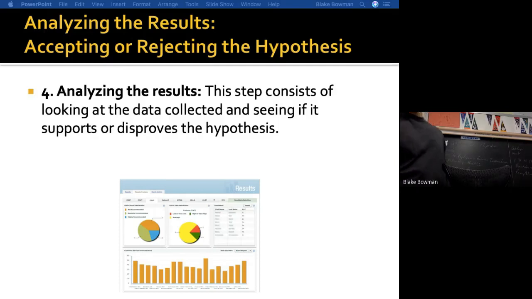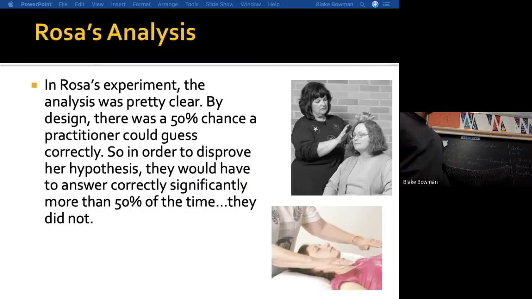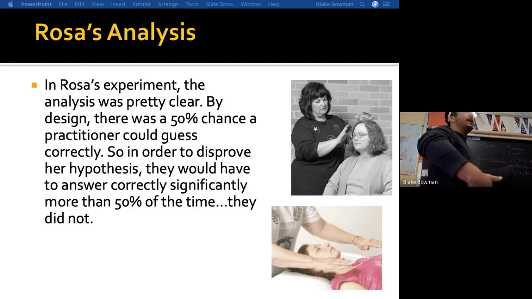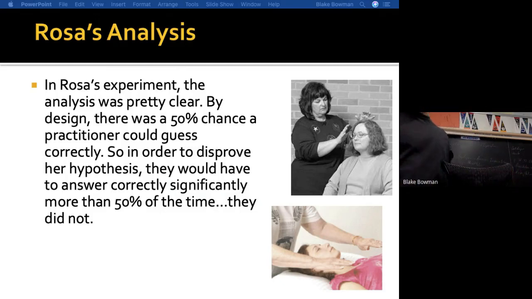All right, so analyzing the results for Emily Rosa, we already know what happened here. So she thought, there's a 50-50 shot that either way this practitioner could get the answer right. Realistically, they could guess. They could just go off a whim and really guess the right answer, either left or right hand. And she knew that, but her hypothesis was that if it's under 50%, this is where the study is going to lead to, which it did.